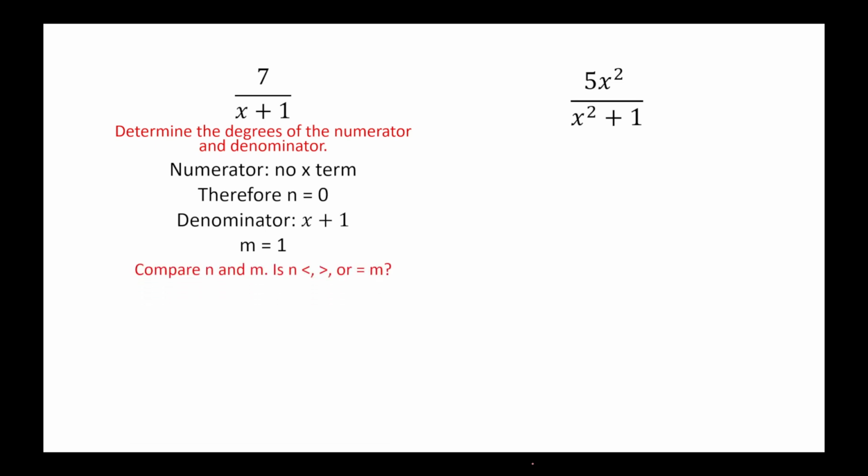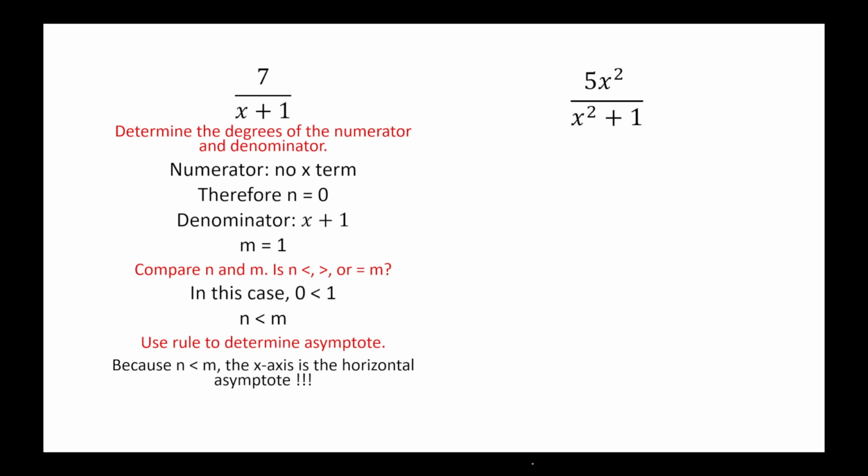Okay, now we want to compare them, n and m. Is n less than, greater than, or equal to m? Well, n is less than m. 0 is smaller than 1. So that means, well, what's our rule? When n is less than m, the x-axis is our horizontal asymptote, aka y equals 0. Okay, let's try the right side.